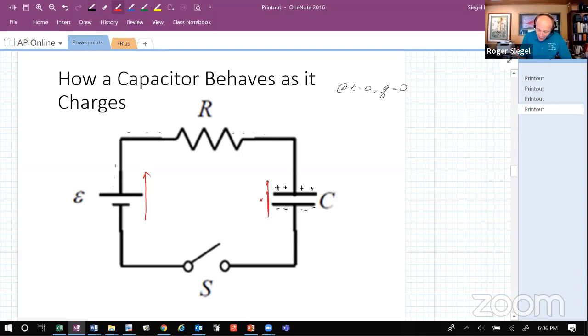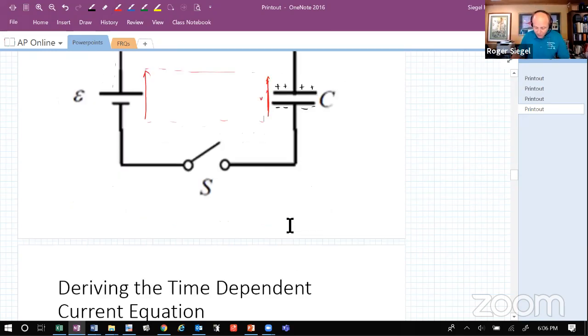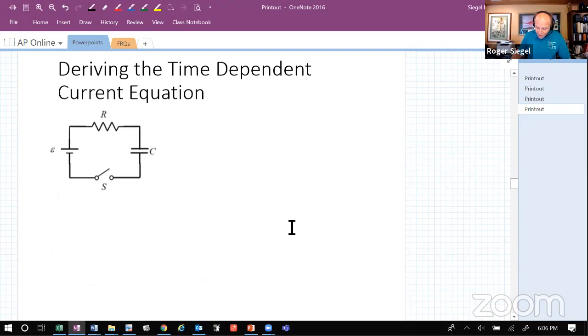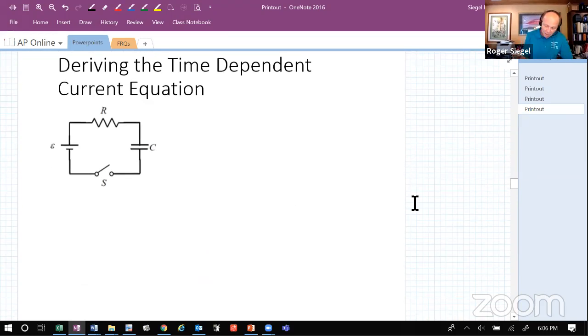It'll keep increasing the charge until these two are the same, until the potential across the capacitor is equal to the potential across the battery. And so we're going to now derive the time-dependent current equation. This is one of my favorite things to derive, so this should be a lot of fun.